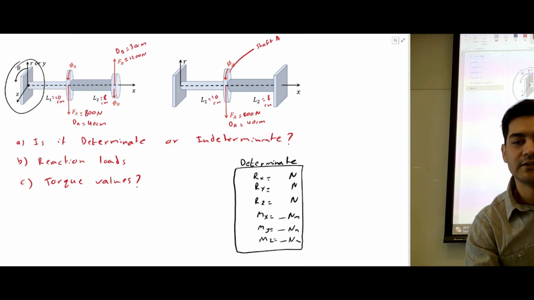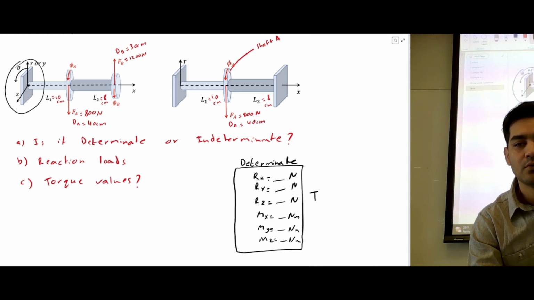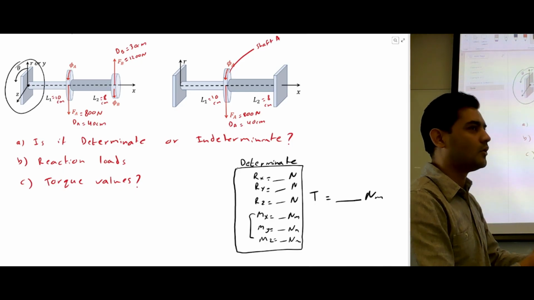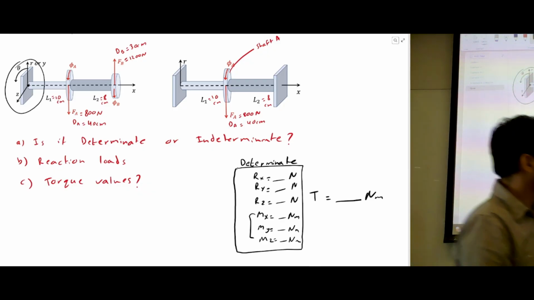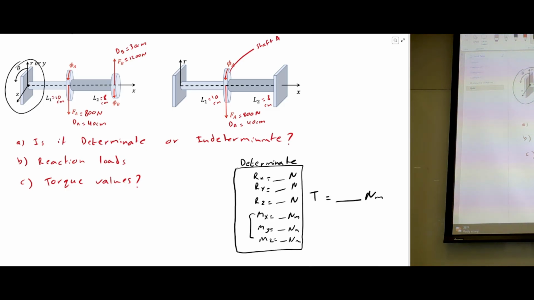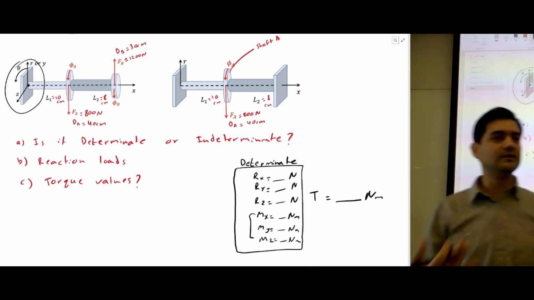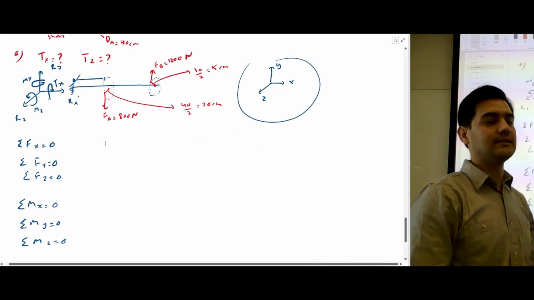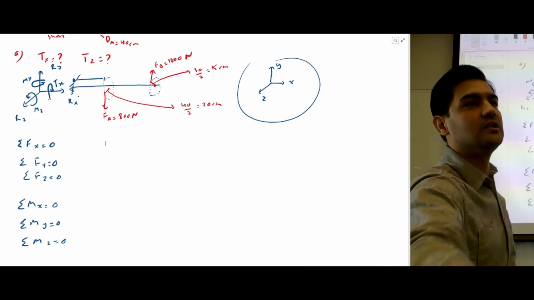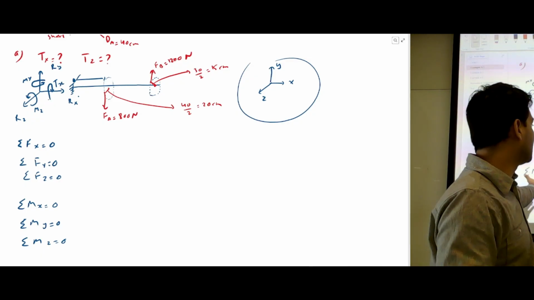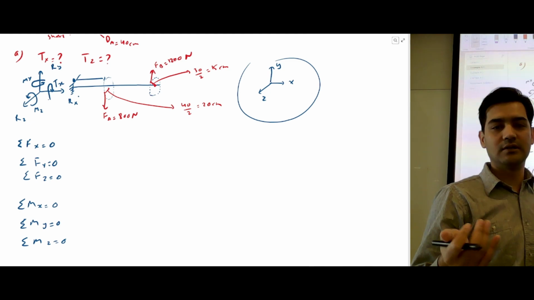You have to calculate these values, and here you can say torque and put a value of torque. One, two, or three of these moments is actually a torque. You can take this value out and put it here so that you will know which moment is actually a torque. The question was, is the system determinate or indeterminate? If we can calculate the reactions, then the system is determinate. If we cannot, then the system is not determinate.